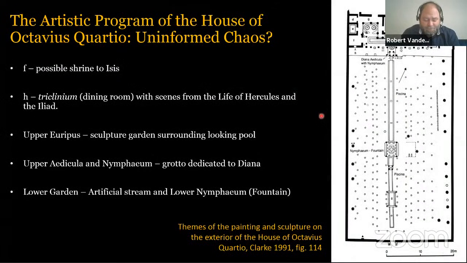At first glance, the artistic program in the house of Octavius Quartio seems to be a jumbled quotation in miniature of these elements of popular villa culture, an unsophisticated aping of the culture of the super wealthy. These elements that we should take note of include, at F, a possible shrine to the goddess Isis with Isiac imagery. At location H, a triclinium or dining room with scenes from the life of Hercules and the Iliad.